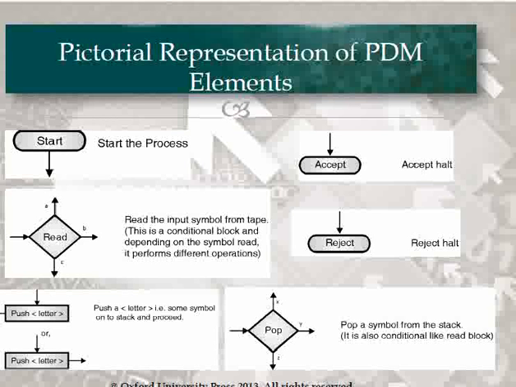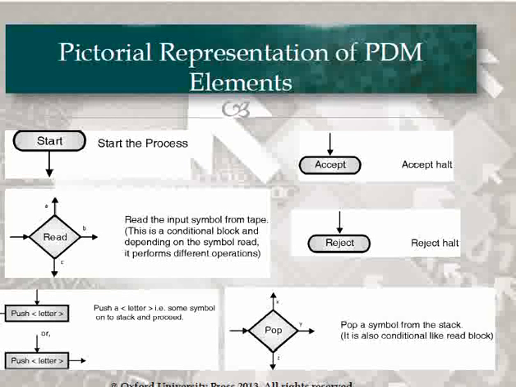Since push down automata is associated with a stack, to push an element onto the stack we use push, which is represented by a rectangle, followed by the alphabet symbol that we wish to push onto the stack. Once we push, we move either towards the left side or to the right side. The flow of direction can be left or right.